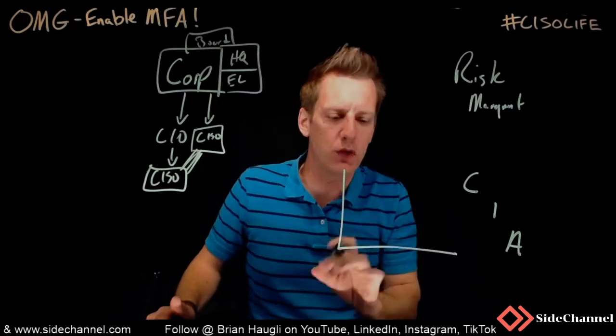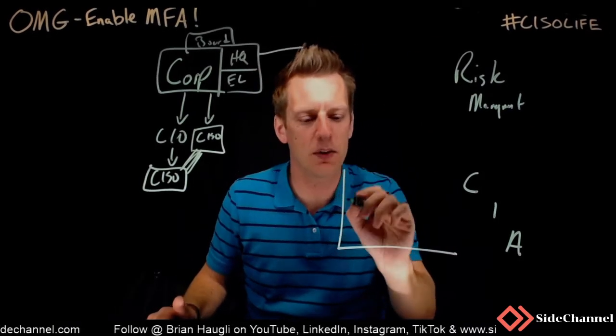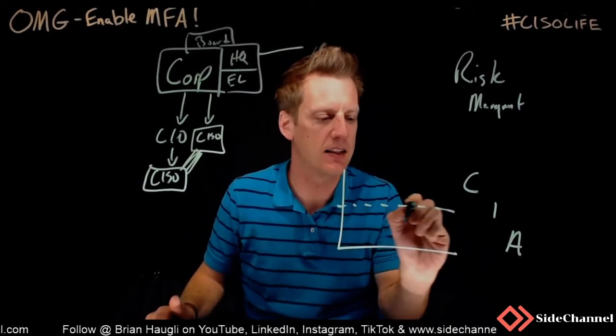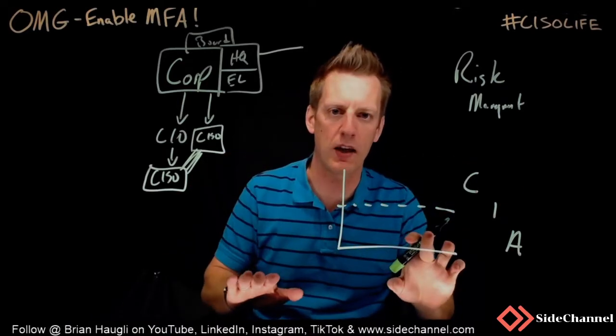In order for this to all work from the top, you need to establish what this risk tolerance is. What is this line that you said, above it we don't tolerate, below it we're okay with?